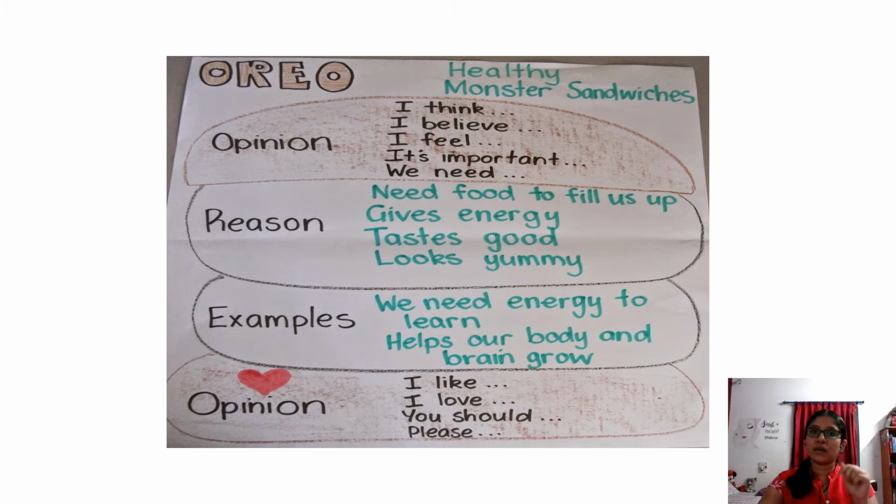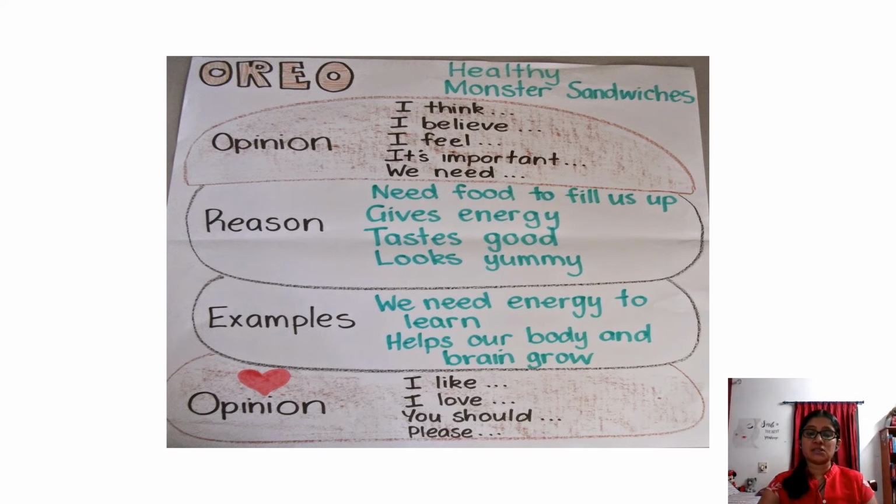They'll just think, okay, he's telling right or she's telling right. So that is where you have to give your opinion in the first box, that is O, and R is reasons. This is about healthy monster sandwiches. The reasons he or she is giving are: need food to fill us up, gives energy, tastes good, looks yummy. These are the reasons the child has given.